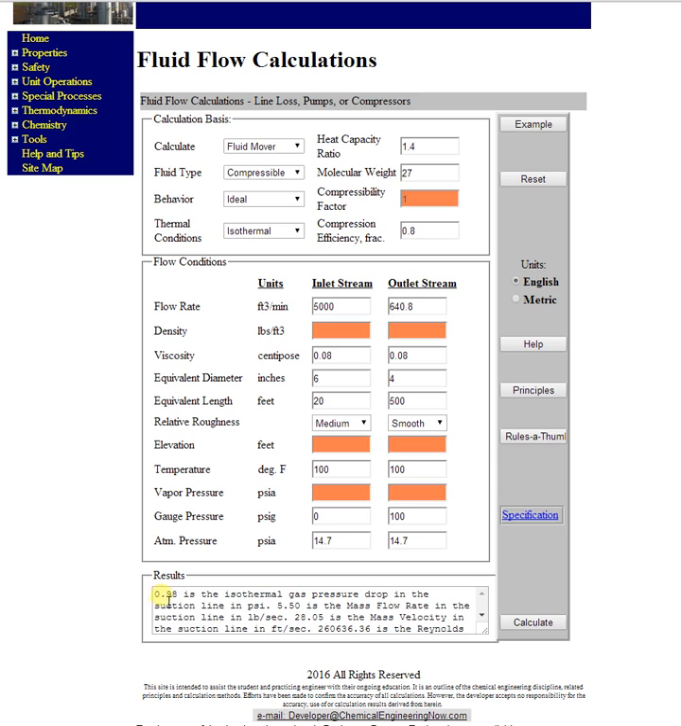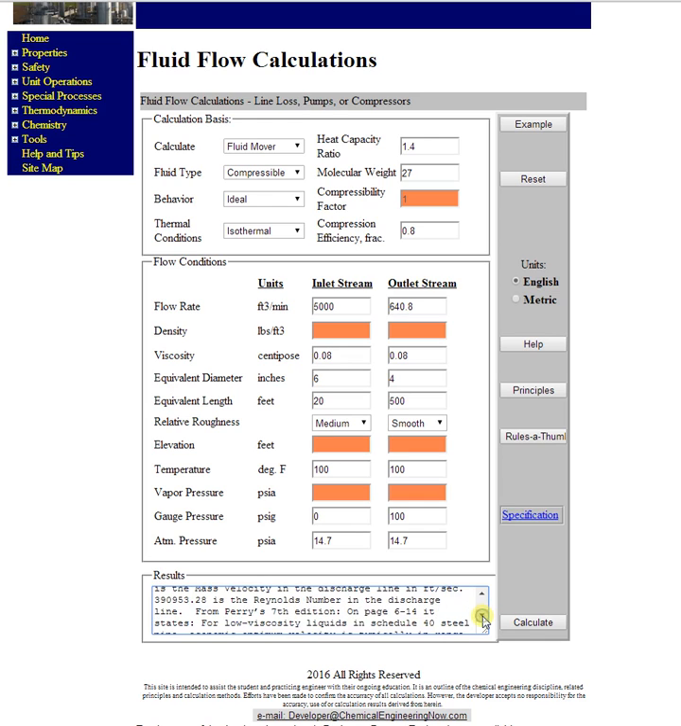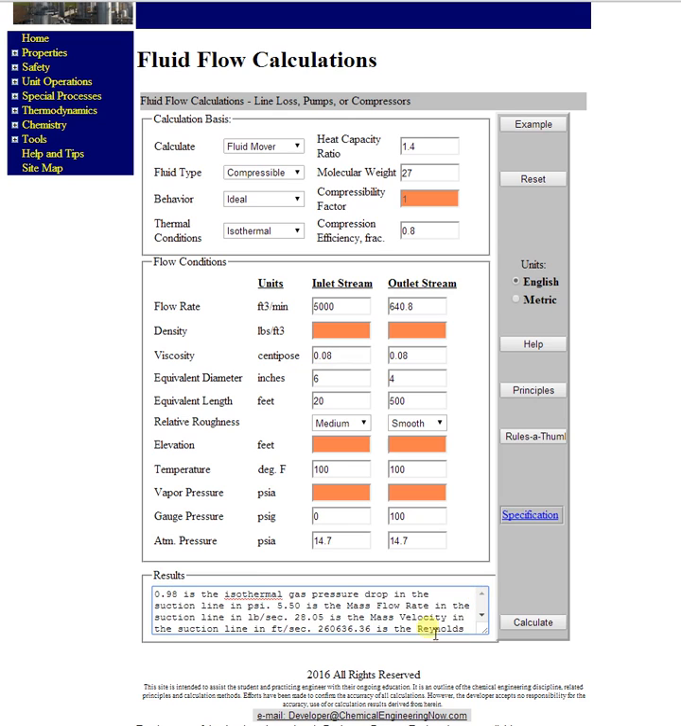So 0.98 is the isothermal gas pressure drop in the suction line in psi. 5.5 is the mass flow rate in the suction line in pounds per second. Now it is important, and it states it here in the results, that the mass flow rate through both the suction and discharge piping must be identical. And we see here that it is exactly 5.5 in both sections of piping.